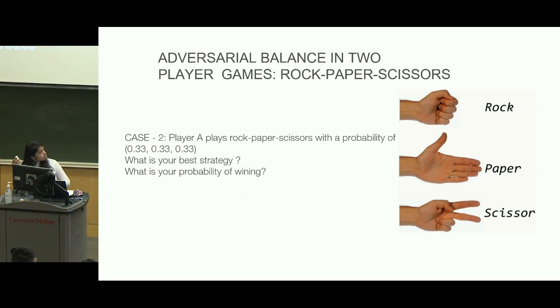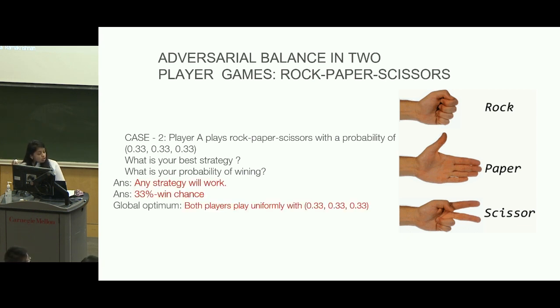Now consider another case when I am playing with 0.33, 0.33 and 0.33. In that case, what will you choose? What will be the strategy? To defeat me in the game, what will you choose? Random. Yeah, any random strategy will be fine. And the probability of winning will be 33%. So when this condition occurs, this is called a global optimum in a game, because in this case the probability is the same for all of my strategies: 0.33, 0.33 and 0.33.